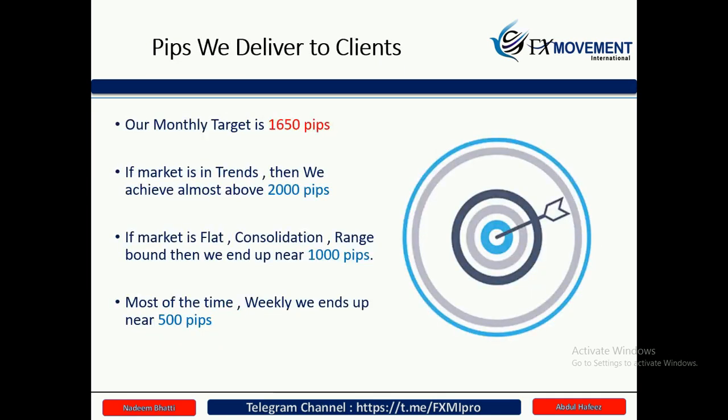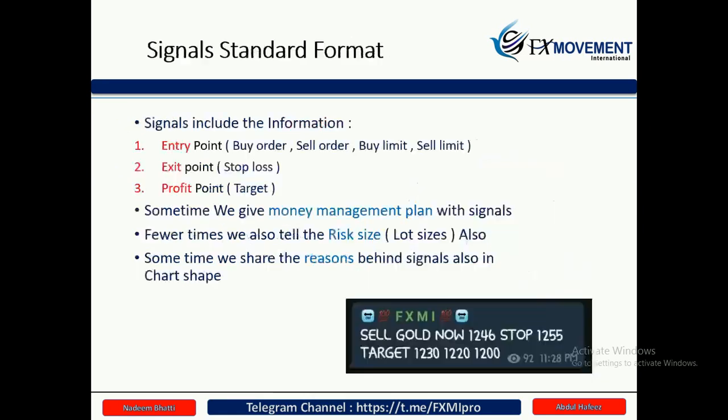Pips we deliver to clients, very simple. Our monthly target is 1650 pips, but what we get depends on the market conditions. If the market is trending, then we achieve almost above 2000 pips, above our target level. If the market is in flat consolidation, range bound, then we end up near 1000 pips because of the less market movement. Most of the time the weekly one ends up near 500 pips. So these are the details regarding pips we deliver to the clients.